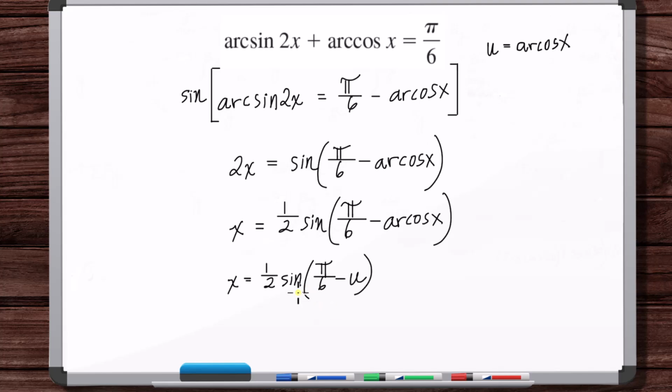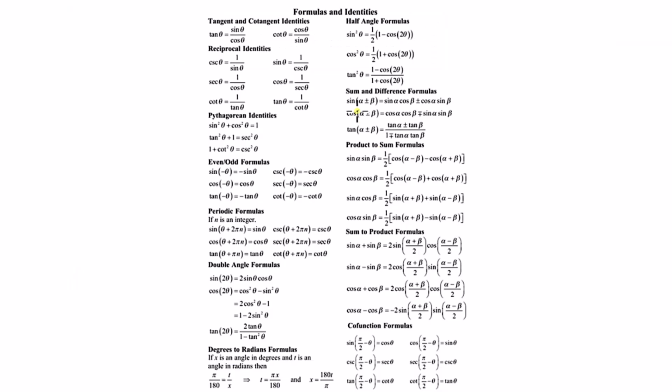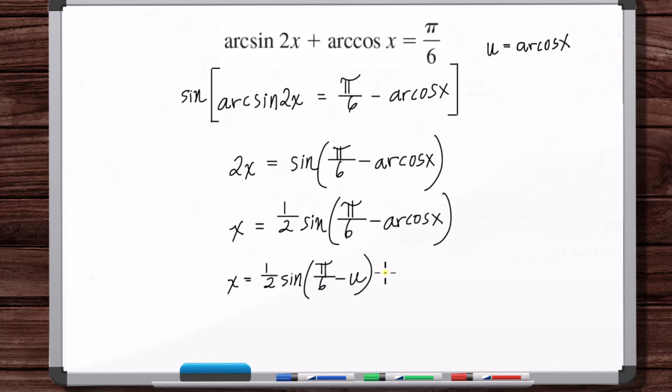So what we want to do next is break this up using the difference trig identity for sine. Sine of alpha minus beta is equal to sine of alpha cosine beta minus cosine alpha sine beta. So this is 1/2 sine pi over 6 cosine u minus cosine pi over 6 sine u.